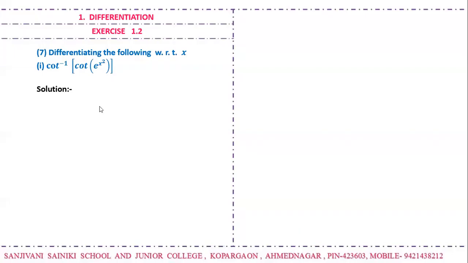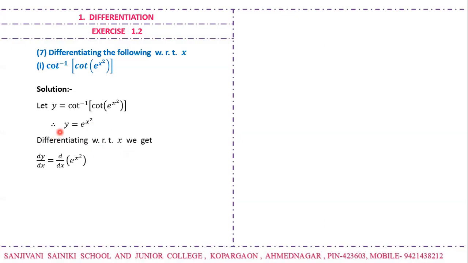The next example is cot of cot inverse of e raised to x square. Now here also the same property, cot of cot inverse of x is x. After using that property, I will write y as e raised to x square. Now after differentiating this function with respect to x, we have to use the formula: derivative of e raised to f of x is e raised to f of x into f dash of x. So e raised to f of x into d by dx of f of x. f of x is x square, so d by dx of x square is 2x. So what is the derivative? 2x e raised to x square.